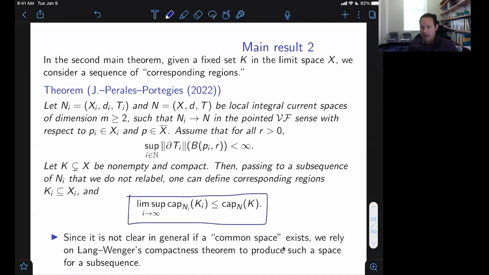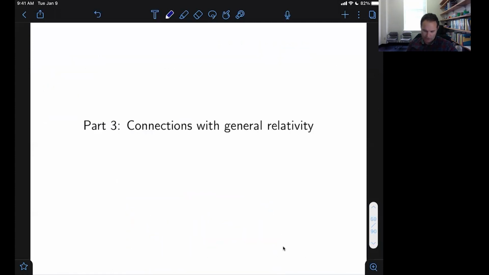Okay, so in the interest of time, I think I'll go ahead and move on forward to the part that makes some connections with general relativity. So to summarize at this point, we have a definition of capacity in metric spaces essentially, and we have a semi-continuity result.